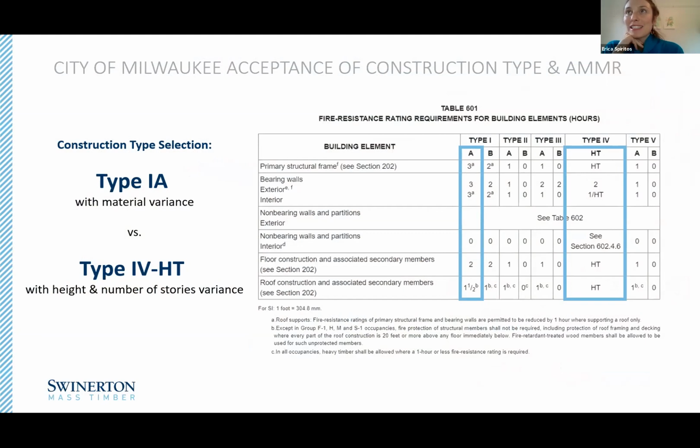As Milwaukee has not yet adopted the 2021 tall wood building code, we had a couple of options for permitting this mass timber structure. The team looked at type 1A with variances for material, and type 4 heavy timber with variances for height and number of stories and gross square footage. Ultimately, the building department was most comfortable permitting the building as type 4 heavy timber. It's timber, let it be a timber building. But we were required to meet the type 1 fire rating requirements. So the vertical structure has a 3-hour rating. All those glulam columns are designed to resist a 3-hour fire, and the horizontal elements, beams and panels, are designed to resist a 2-hour fire.